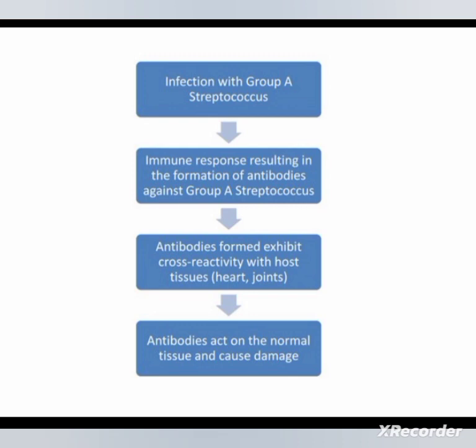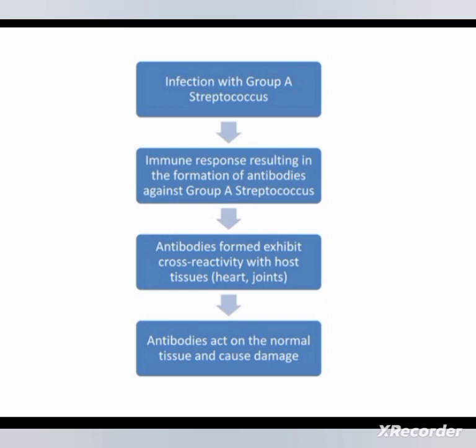Pathophysiology of rheumatic fever. Due to the etiology, there will be the presence of group A streptococcus that leads to an immune response, resulting in the formation of antibodies against group A streptococcus. The antibodies formed exhibit cross reactivity with the host tissues. That's why there will be an autoimmune response, so that the joints and the heart also will be affected here.